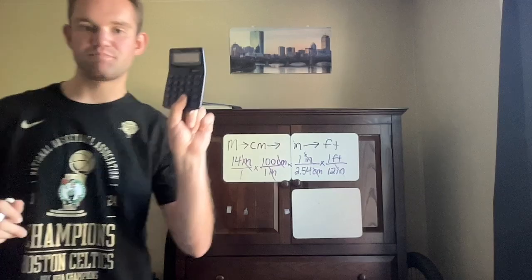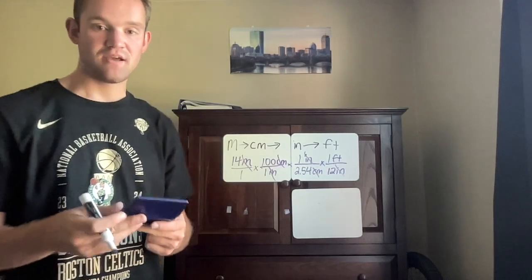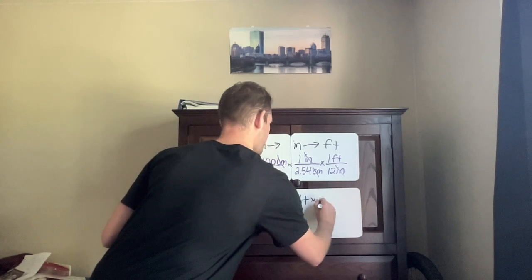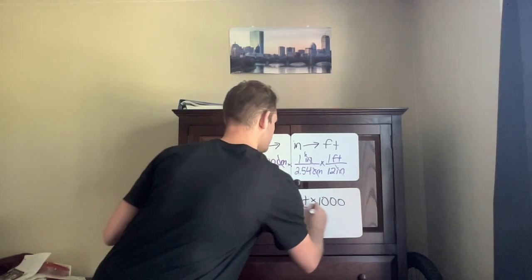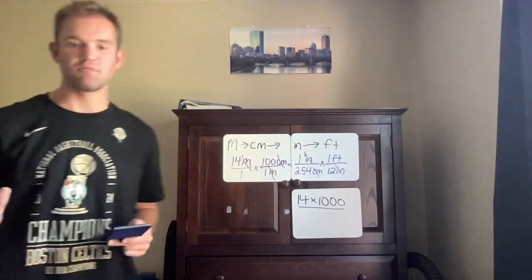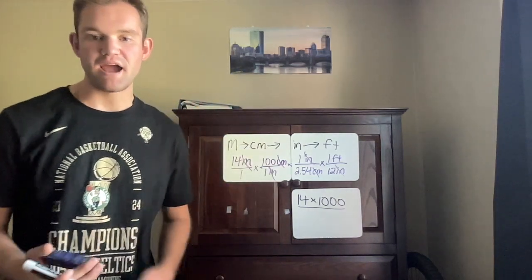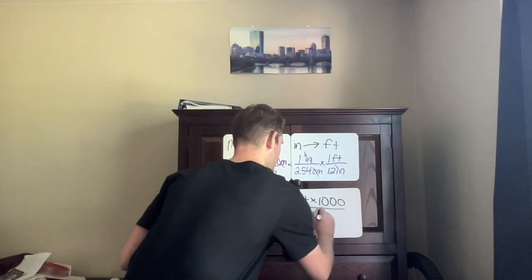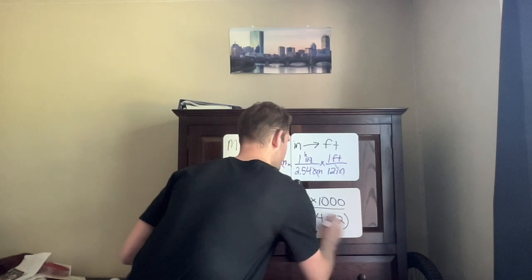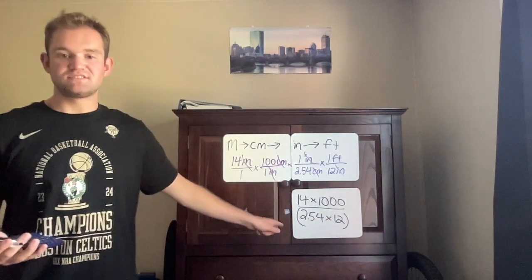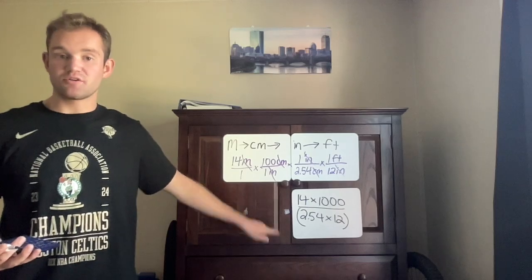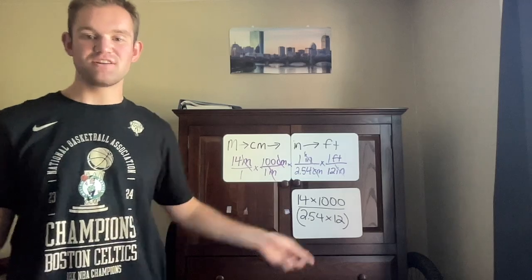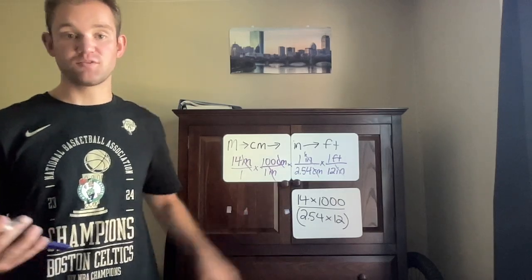On my calculator, I have a basic one, so I'm going to do it this way. I'm going to take 14. I'm going to multiply by 1,000. And I'm going to leave the ones alone. I don't really care about ones. On the bottom, I have 2.54 and I have 12. So 2.54 times 12. And if you're using this in one step, you have to put parentheses below your dividing sign. Otherwise, order of operations will not give you the right answer. So don't forget those parentheses.